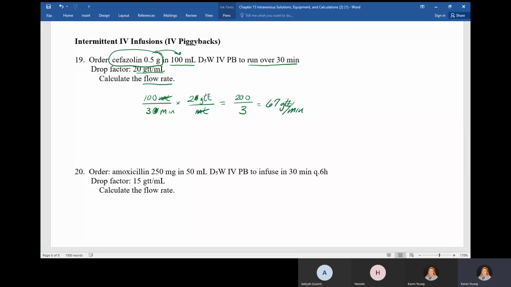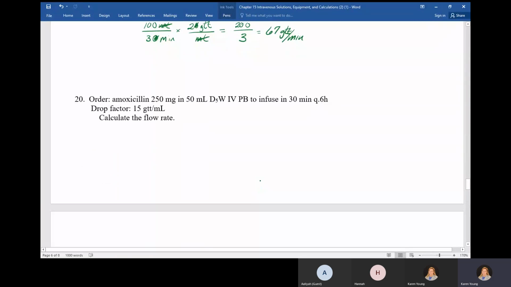And we're only talking about, these are IV piggybacks. They run with the main IV. I'm going to skip 20 because it's doing the same thing. Again, if you go back and do 20, all you need is the milliliters and the time and your drop factor.